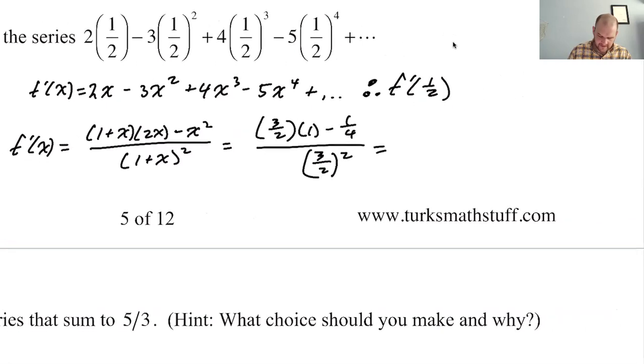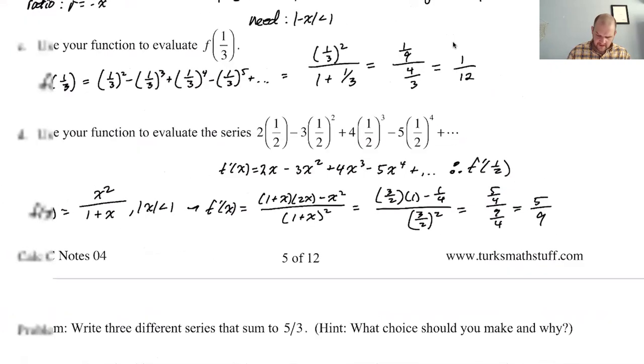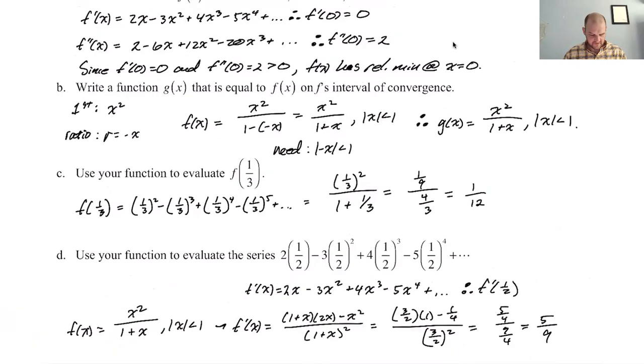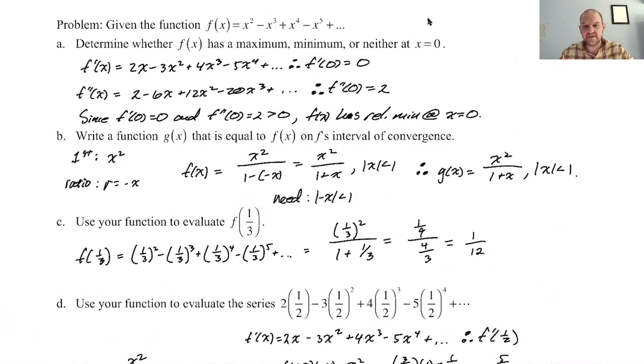So what are we getting? 3/2, so 6/4, 5/4 over 9/4, which would be 5 over 9. I think the sum is going to be 5 over 9. So the thing is, it's really hard to convince you if you don't believe that, because that's sort of the way we need to evaluate it.